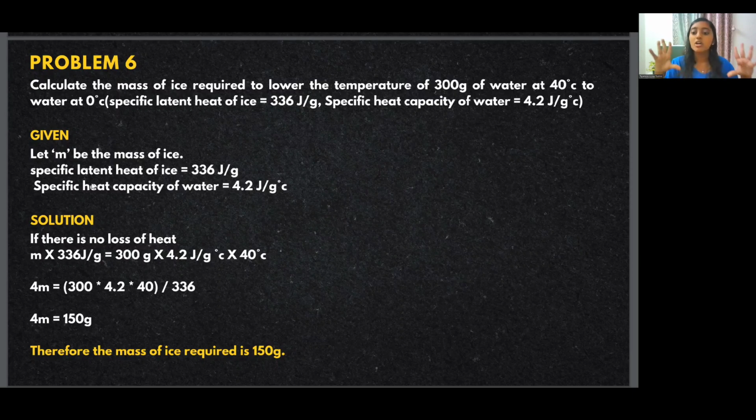It's a very simple question. All you need to remember is the principle of calorimetry: heat energy gain is equal to heat energy loss. In this particular case, ml is equal to ms delta T, right? So the mass of ice required is 150 grams.